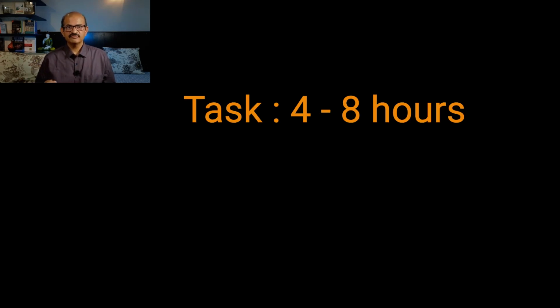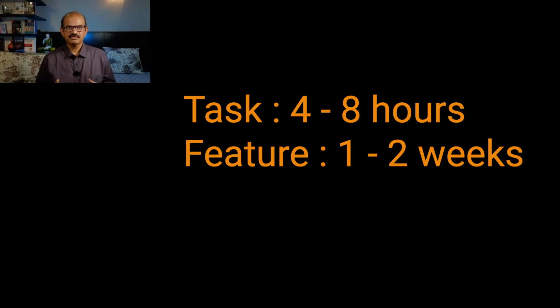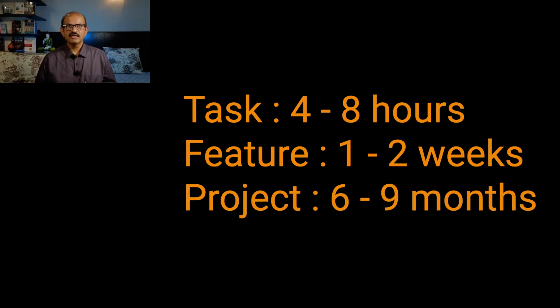more reliable. If your team is estimating a task which is going to be done by one person, maybe 4 to 8 hours. If they have to build one feature, with 3 or 4 people working on it, it could be 1 to 2 weeks. If the team is working on a project where the entire team is involved and there are a lot of third parties and dependencies involved, the project can take anywhere between 6 to 9 months. If you notice, if the work item is smaller, the variance is less. As the work item is getting bigger, the variance is going to be wider.